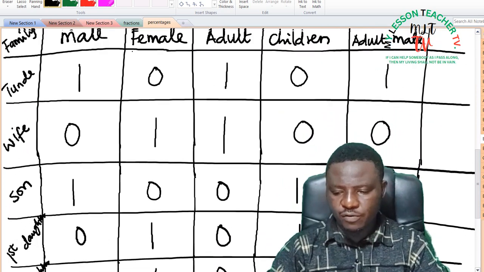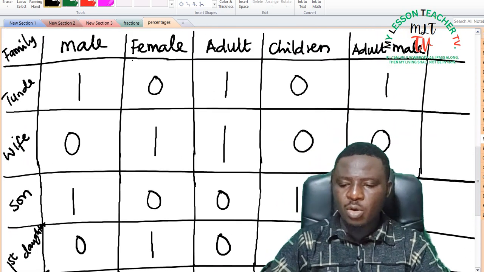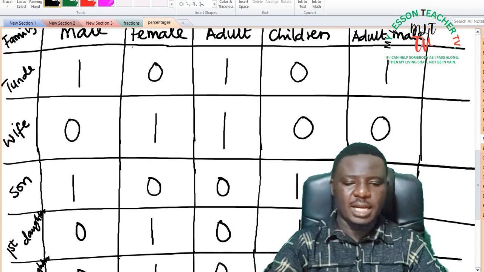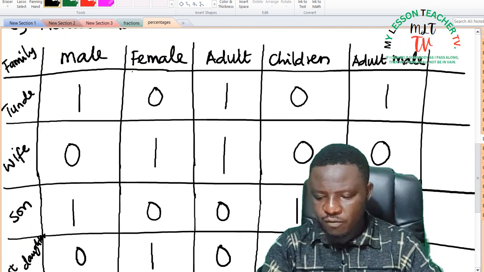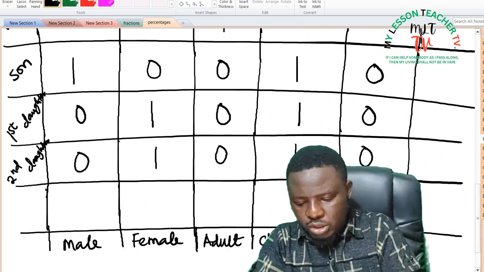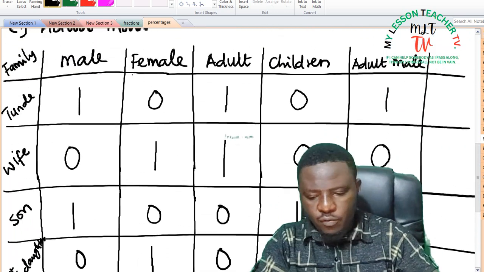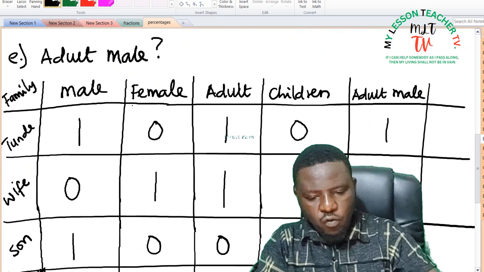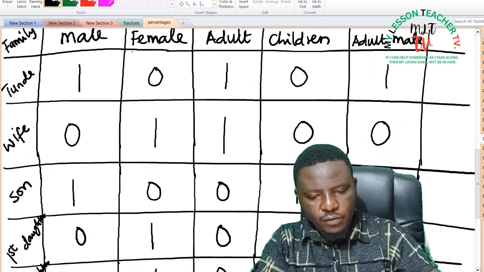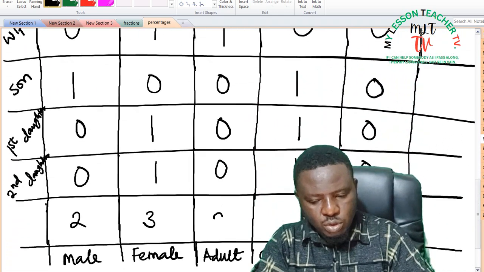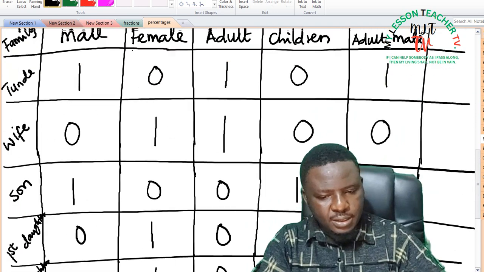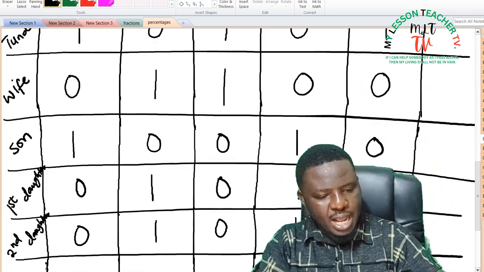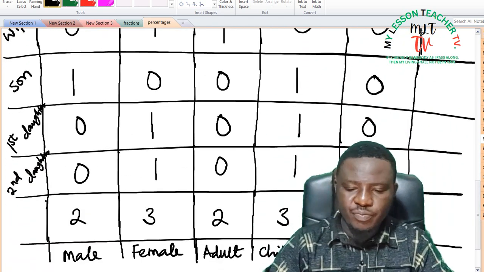So having done all of this, we shall then take the total number of males, total number of females, adult, children, and adult male. So for the number of males, we have 1, 2. So this is said to be 2. For females, we have 3. For adults, we have 1, 2. And for children, we have 3, while adult male is 1.